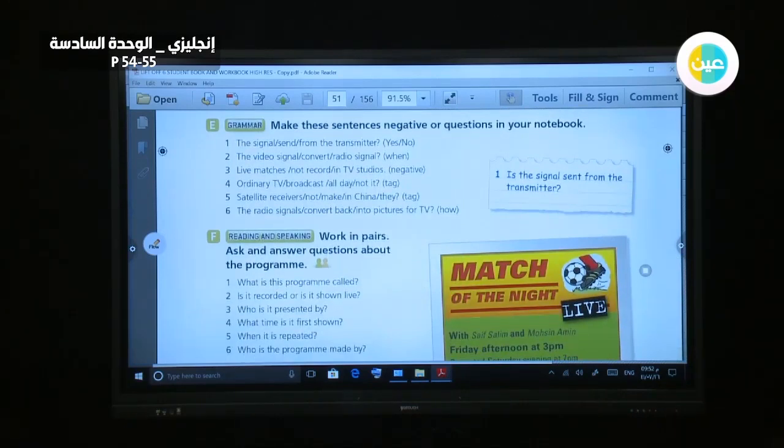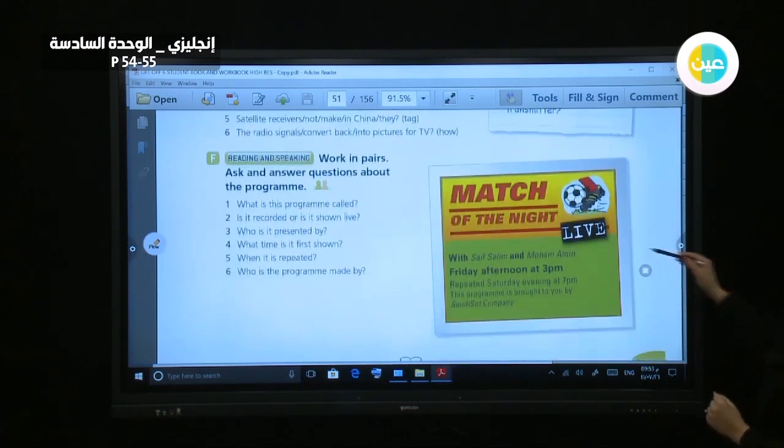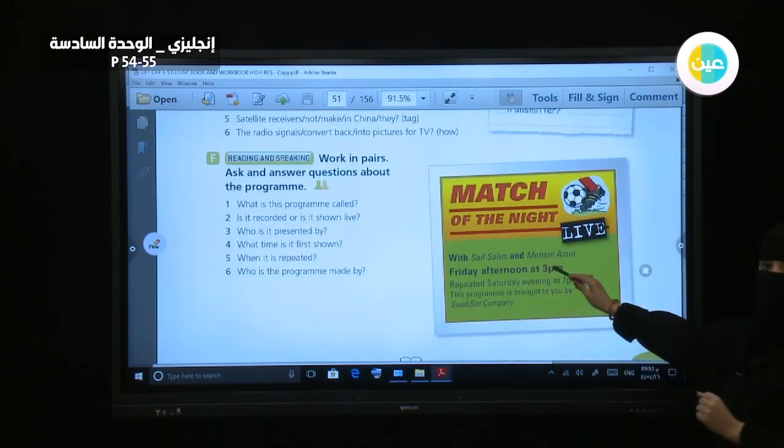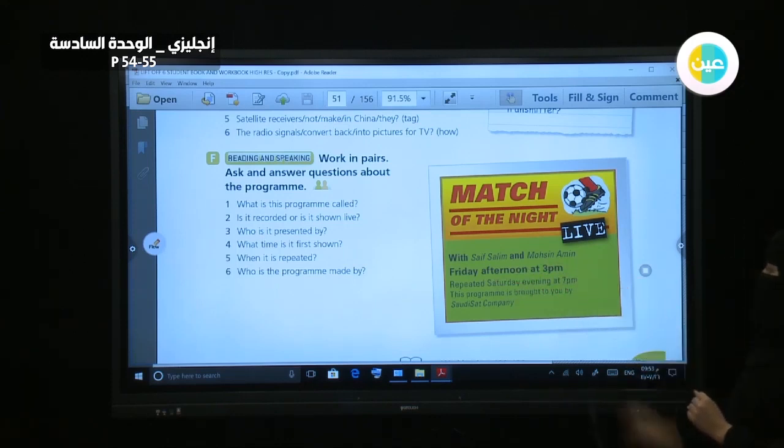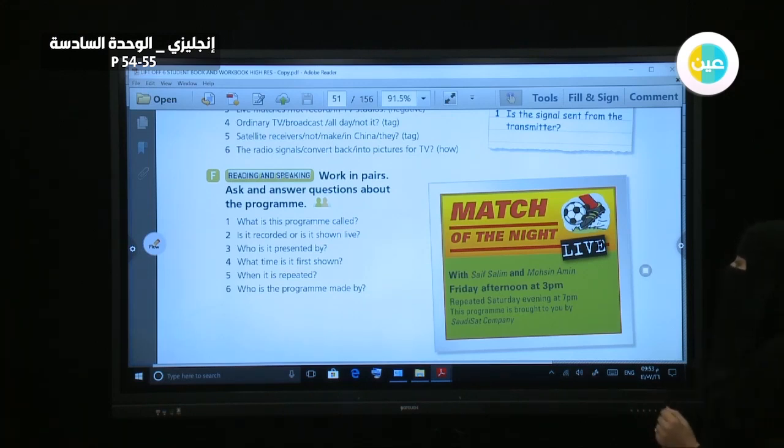Next, we have exercise F, reading and speaking. Work in pairs. So we have a program here. Ask and answer questions about the program. Look at this program here, Match of the Night, with Saif Salim and Mohsen Amin, Friday afternoon at 3 p.m. Repeated Saturday evening at 7 p.m. This program is brought to you by Saudi Sat Company. Answer these questions, please. Number one, what is the program called? Is it recorded or is it shown live? Who is it presented by? What time is it first shown? When is it repeated? Who is the program made by?